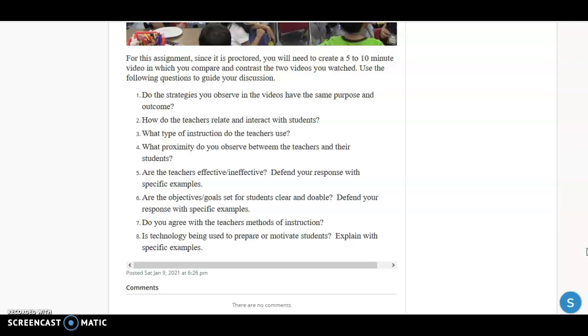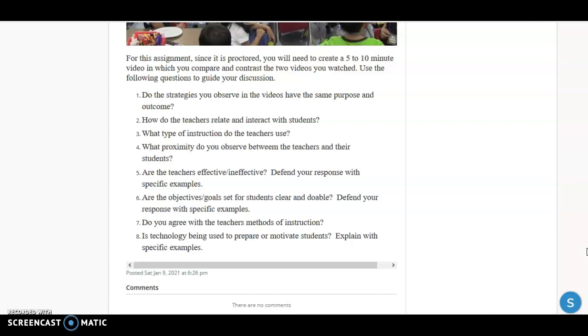Some are going to be very technology based, some are not. Be descriptive. Remember, this is counting for 2 hours of your field work. So you're going to watch those 2 videos in full, compare and contrast them, and answer those 8 questions. You don't have to write a paper. It can say, number 1, here's my answer. Number 2, here's my answer. Each should be 3 to 5, 5 to 8 sentences long, depending on the question.